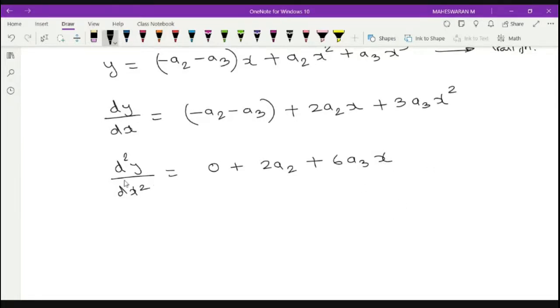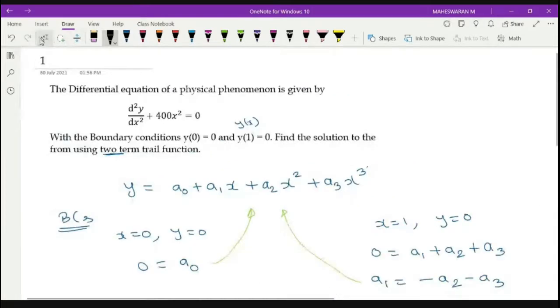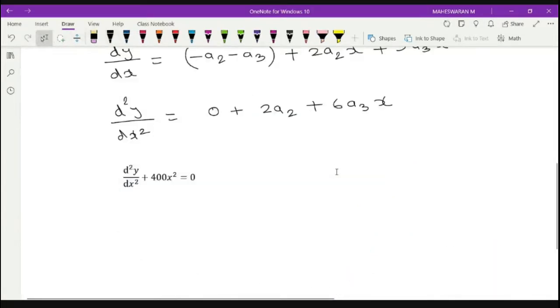So when I differentiate this, what is my differential equation? This is my differential equation, right? So I'm going to substitute in this equation. What will I get? I'll get 2a2 plus 6a3x plus 400x square is not equal to 0.